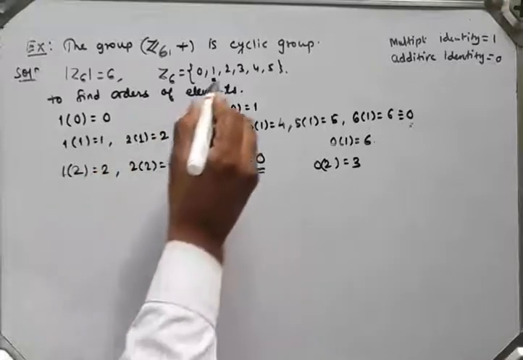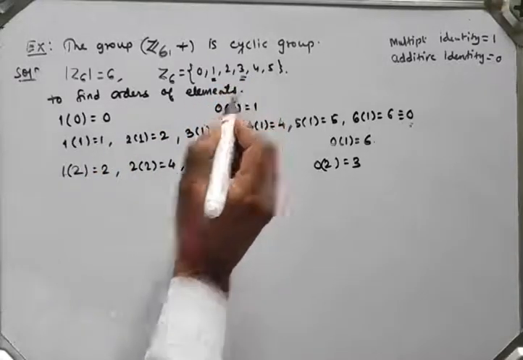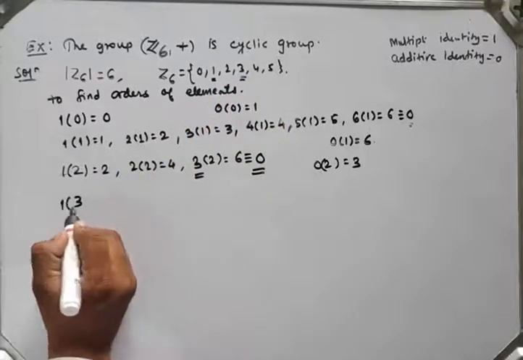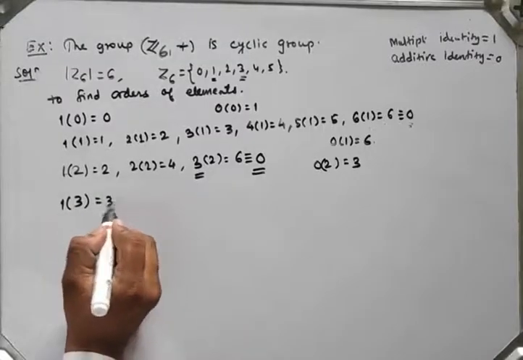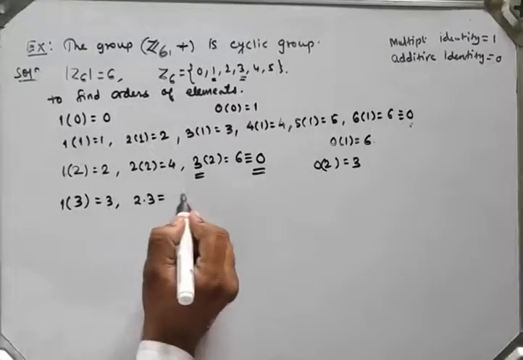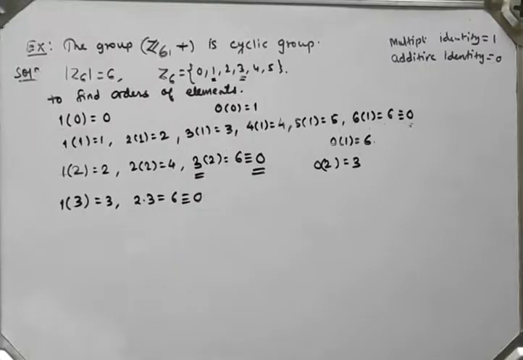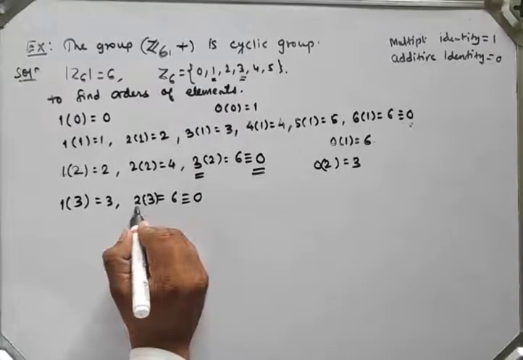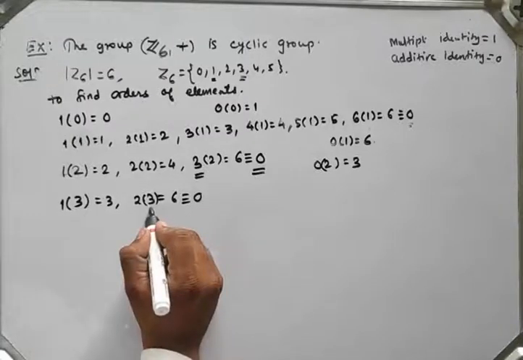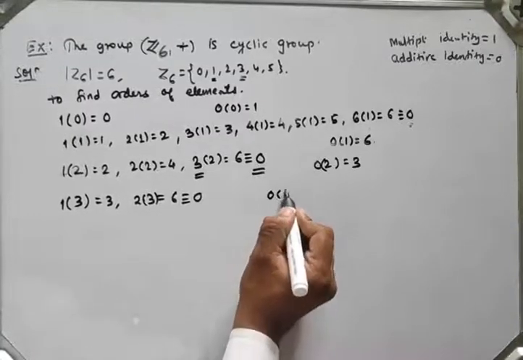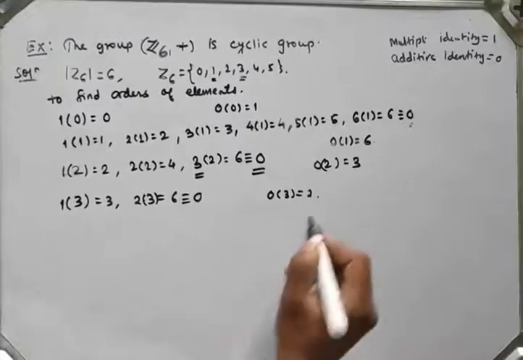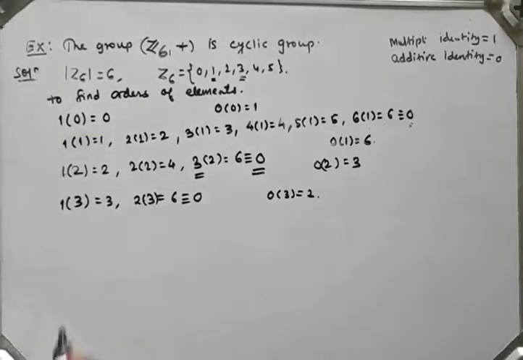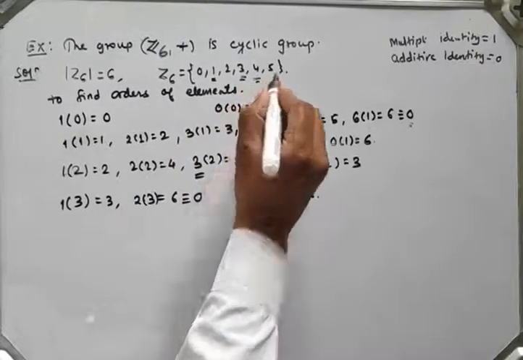Here next I have to find the order of the next element, 3. So first 1 into 3, which is 3. Next 2 into 3, which is 6, which is congruent to 0. Means here I have to add 3 two times, then I get 0, means the order of 3 should be 2, right?